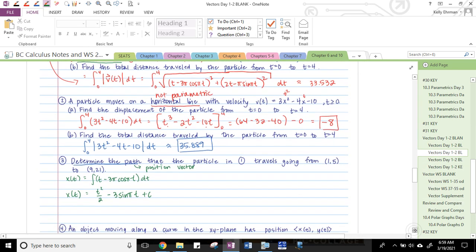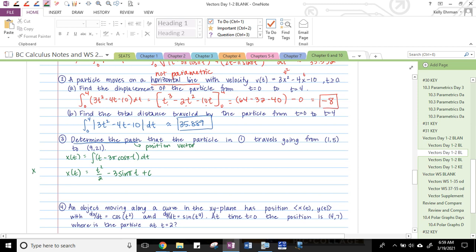But remember, we know that at t equals 0, the x position was 1. So 1 equals, put in 0 for t there, put in 0 for t here, sine of 0 is 0. So c is 1. So x of t is t squared over 2 minus 3 sine of pi t plus 1. So there's the position function.